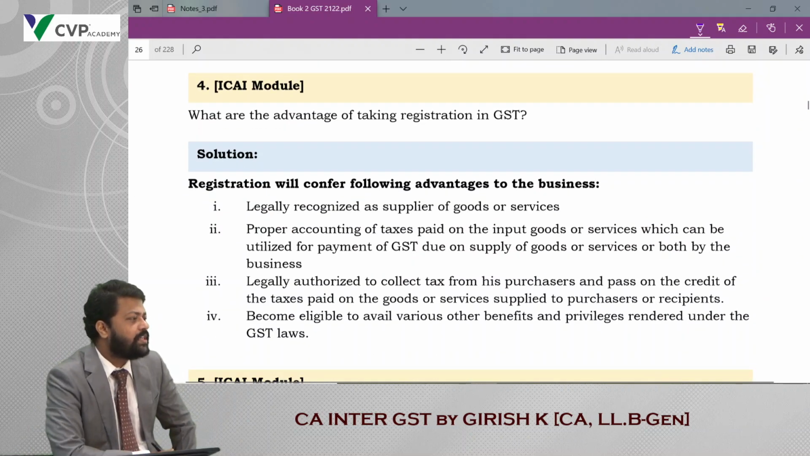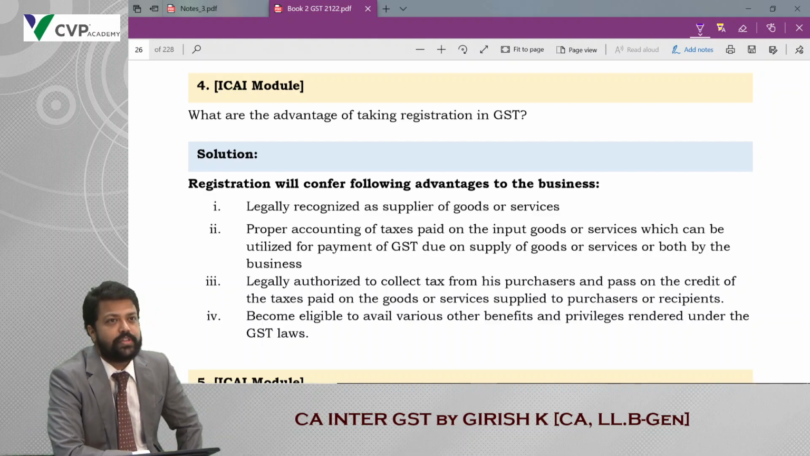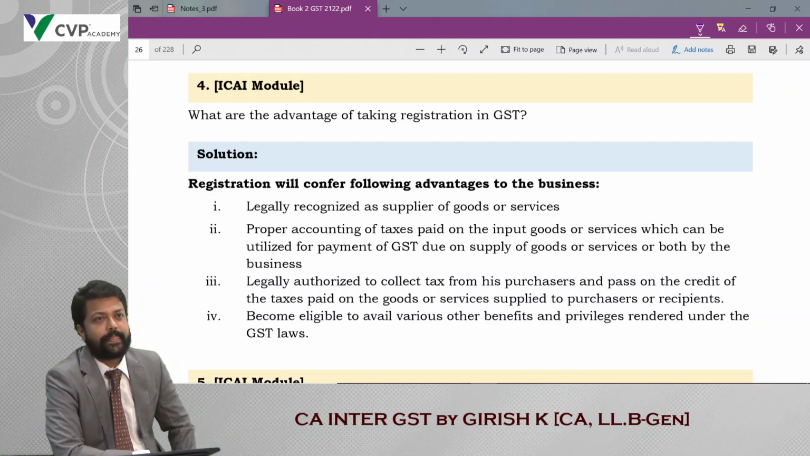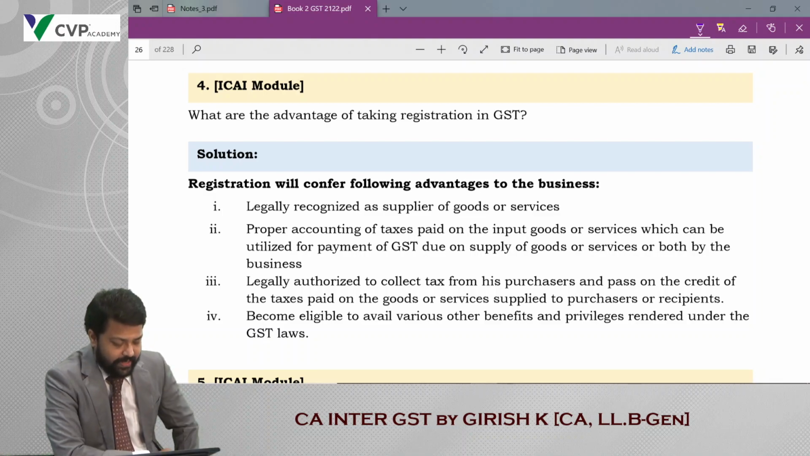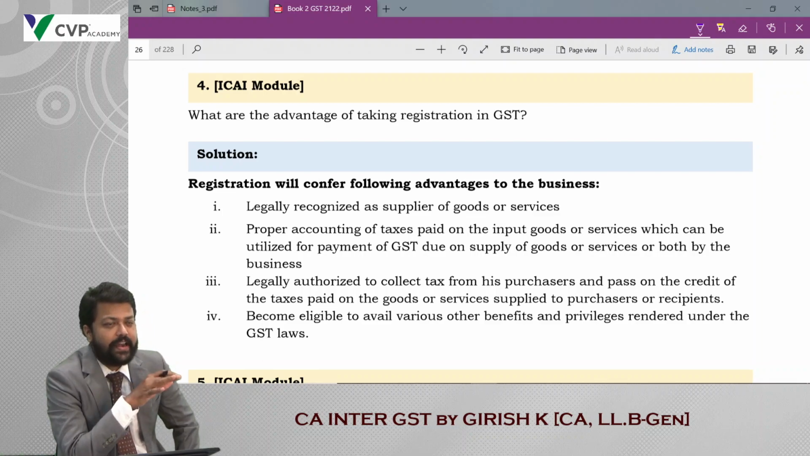What are the advantages of taking GST registration? What do you think? What are the advantages? He will get ITC. Correct. There will be transparency in business. Okay. So he is legally recognized as a supplier of goods and services. Proper accounting of taxes paid on inputs, goods or services, which can be utilized for payment of GST.